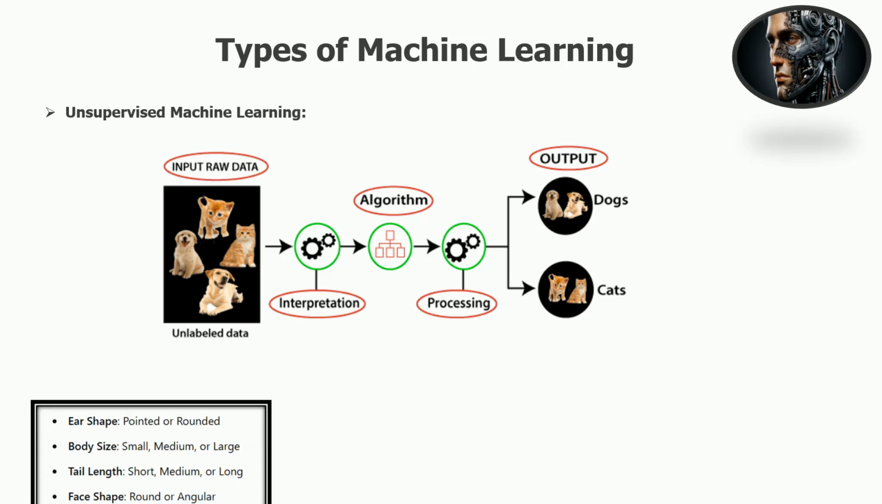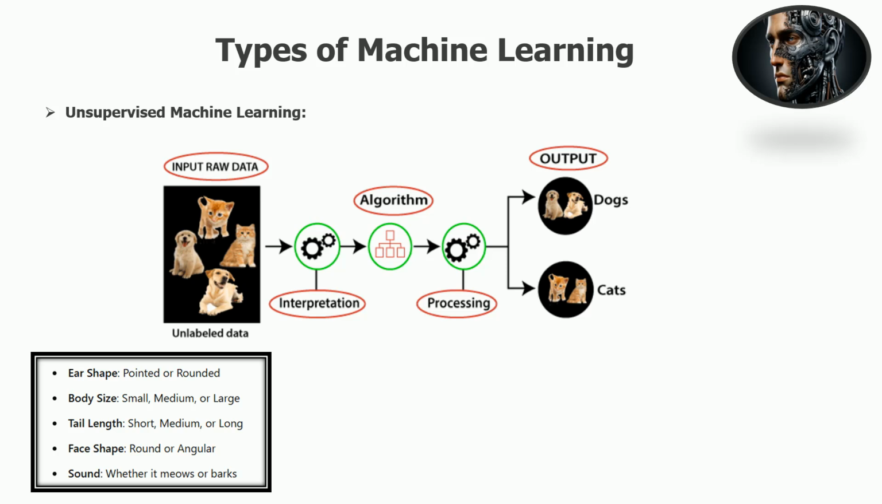So how does it work? You gather some information about each animal, like ear shape, pointed or rounded, body size, small, medium or large, tail length, short, medium or long, face shape, round or angular, sound, whether it meows or barks. So this is the information that you need to provide to your system.